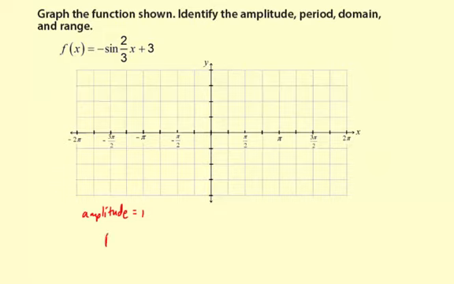The period of the function is 2 pi divided by 2/3, which is 2 pi times 3/2, which is 6 pi divided by 2, or 3 pi. Amplitude is 1, period is 3 pi. Just underline that.